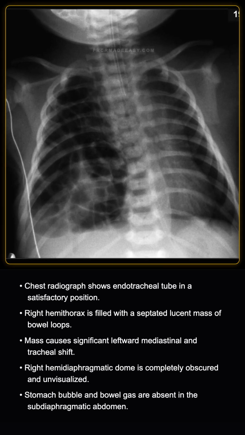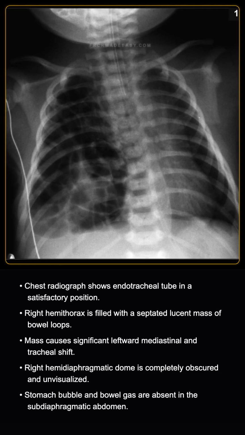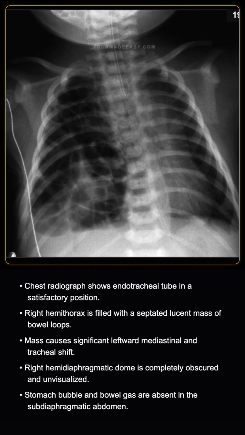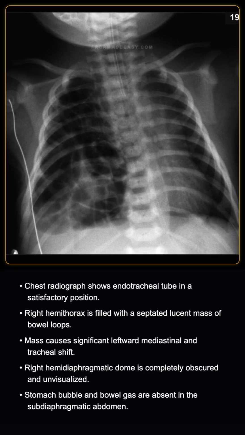The right hemidiaphragmatic shadow is not visualized. The stomach bubble is not seen in its normal subdiaphragmatic location. These findings are diagnostic of a right-sided congenital diaphragmatic hernia.